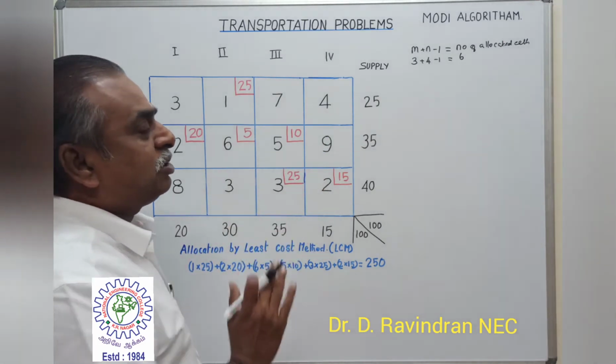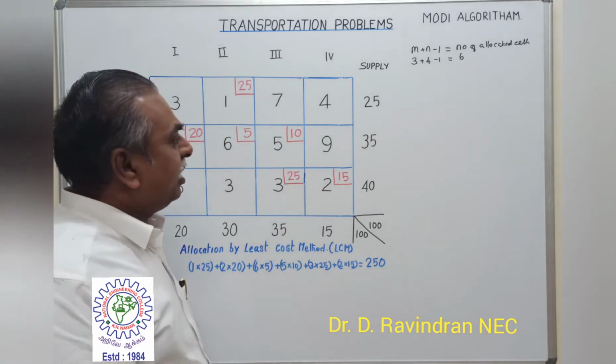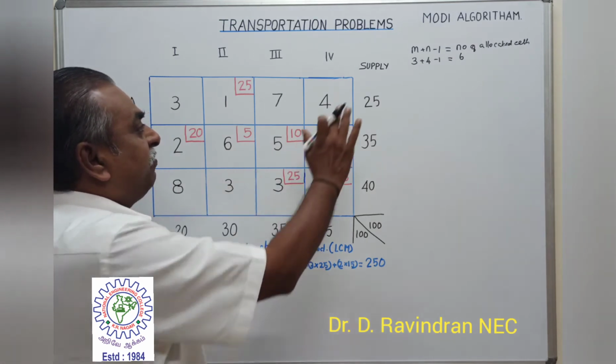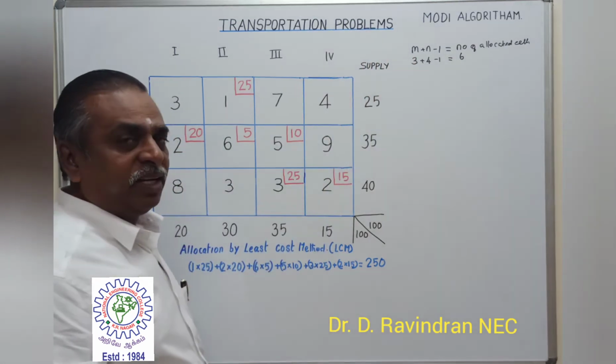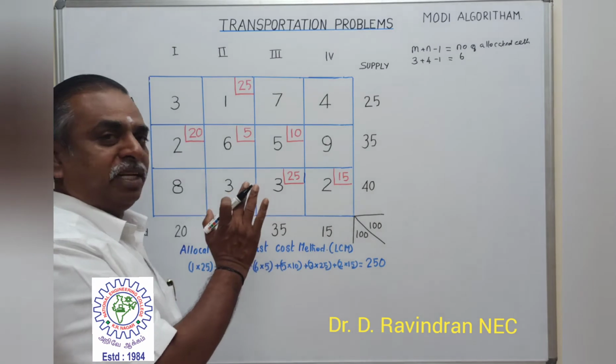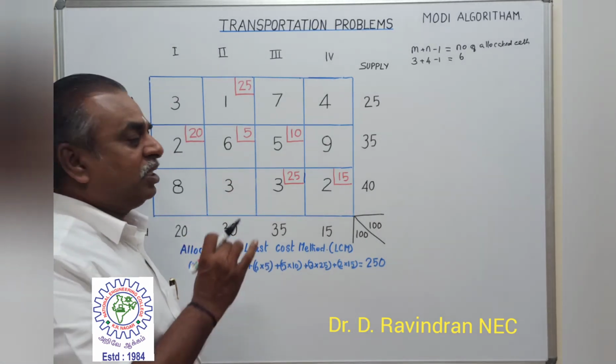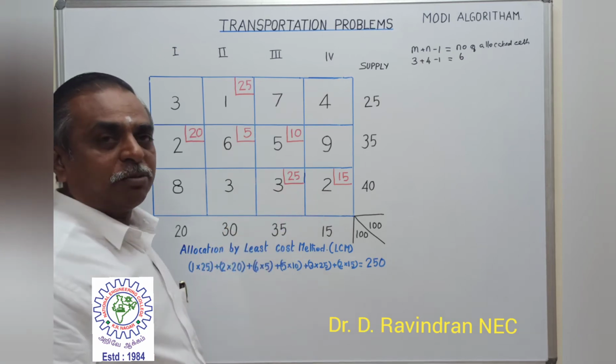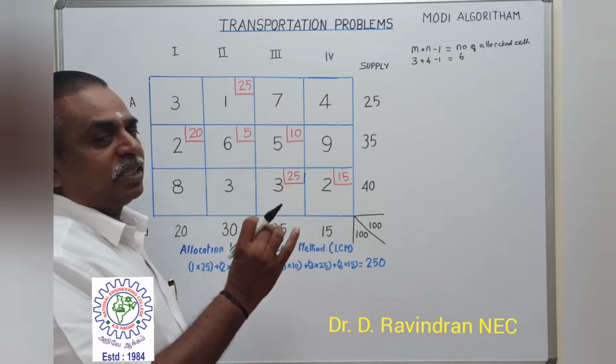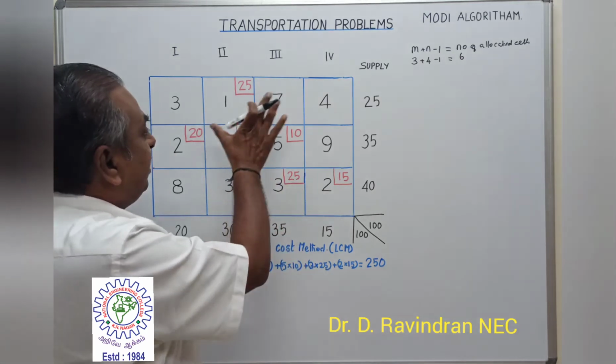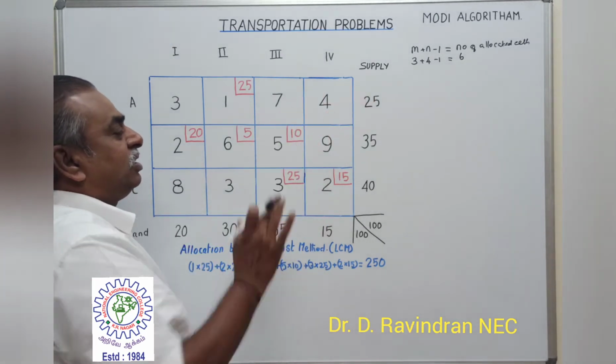Now we can apply Modi's algorithm for checking optimality. If this condition is not satisfied, the problem is said to be a degenerate problem. There we have to apply some epsilon at some other place, and then we have to go for optimality. That I will explain in the next problem. So here in this case, this condition is satisfied.